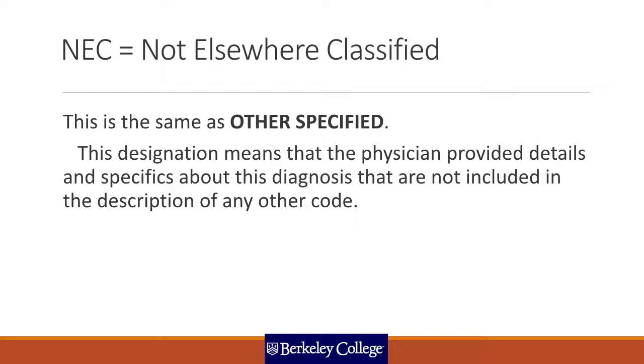You would report the code for infection NEC or other specified infection because the code reporting infection A would not be true. The code for infection B would not be true. And you need to report the diagnosis. Therefore, the code infection NEC or other specified infection is your only choice to accurately report this diagnosis according to what the physician wrote, because the physician did, in fact, specify an infection, just not the one with a code.